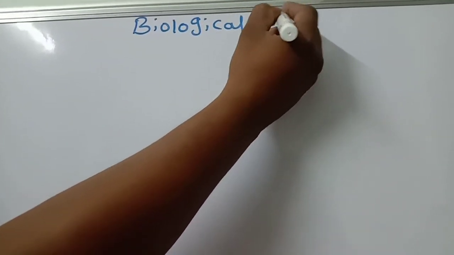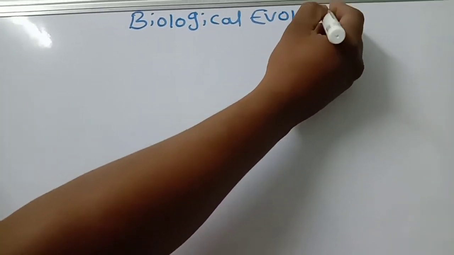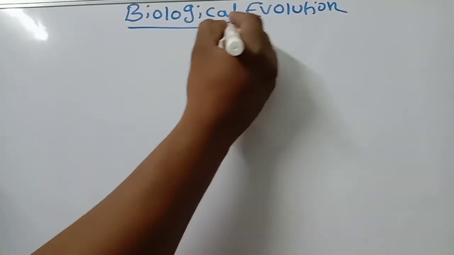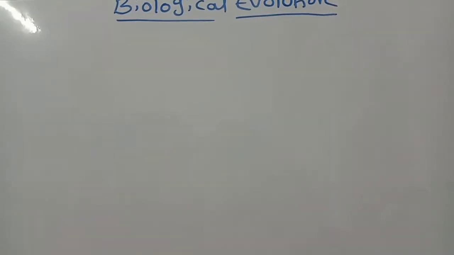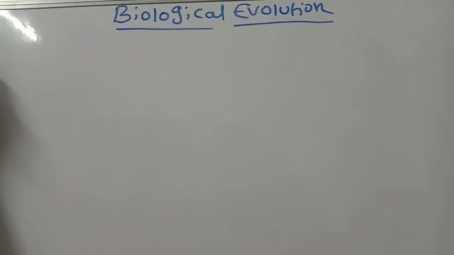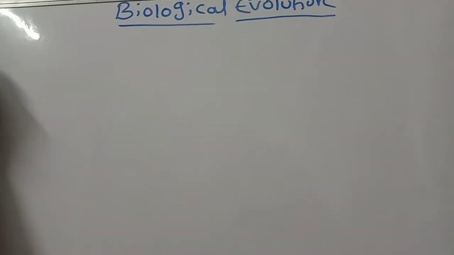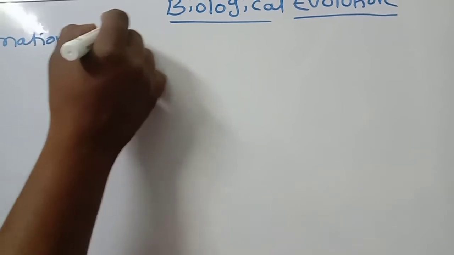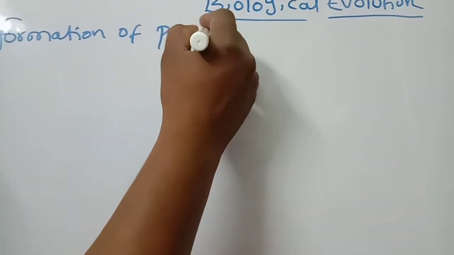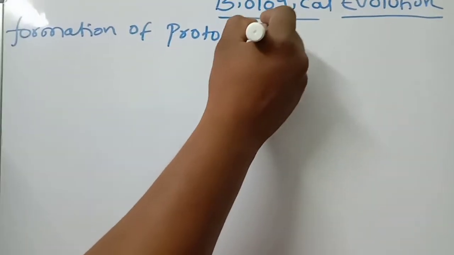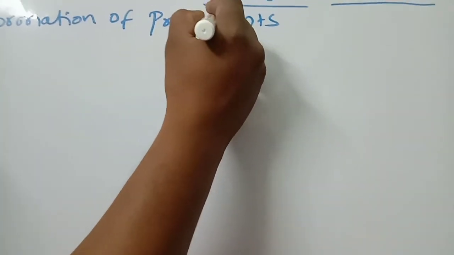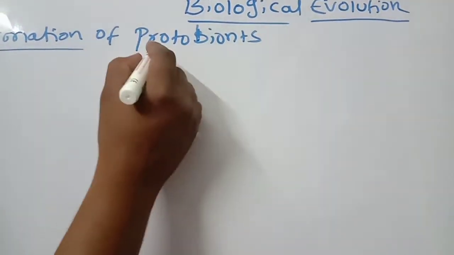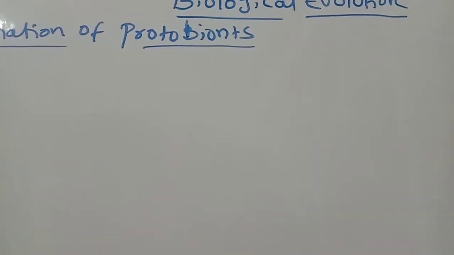Evolution. We are discussing biological evolution. Formation of protobionts. Formation of what you call protobionts. Protobionts. First, what happened?